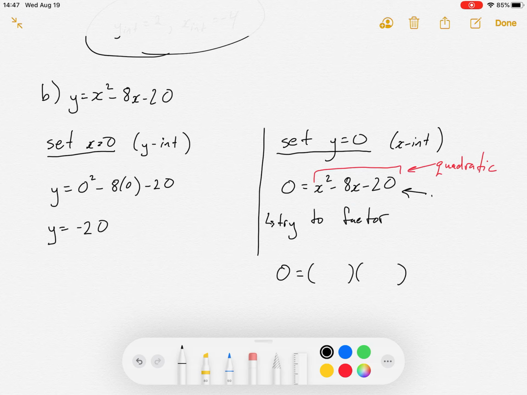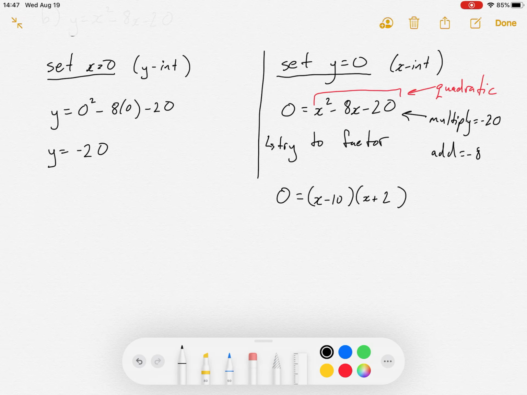So I need two numbers that multiply to negative 20 and then add up to negative 8. Now that's a terrible looking 20, so let me erase that real quick. Negative 20. So hopefully you might try some here. 4 times 5 gives me 20, but that does not add up to 8. 1 times 20 gives me 20, but that doesn't add up to 8. I think the answer is going to be 10 and 2. And in this case, I'm going to have to subtract 10 and then add 2.